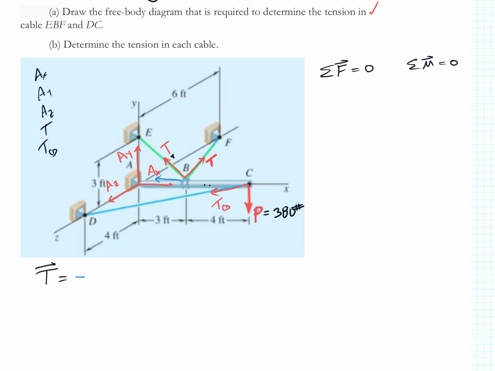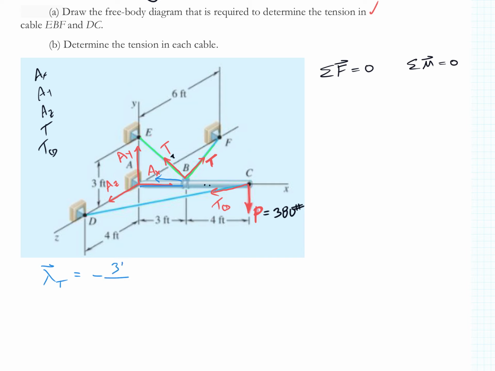Now we need that little fancy lambda. Okay, let's get the direction for T first. So the lambda for T, the unit vector for T. Well, in the x direction, it's negative. It goes that direction 3 feet. It goes from here to here, right? So that's 3 feet.